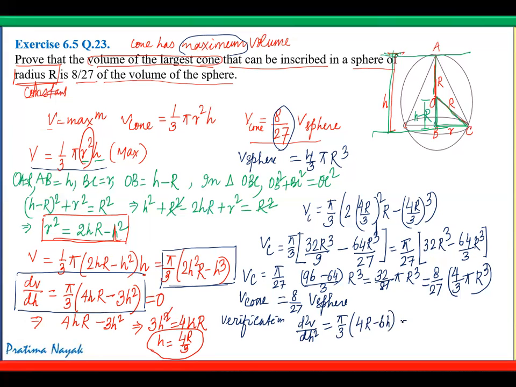And what is H? H is equal to 4R by 3. I can put it here. So this will be pi by 3 into (4R minus 24R by 3), that will be 8. So is this a negative quantity? Yes, this will be pi by 3 into minus 4R. So negative, so the maximum is verified. Maximum verified.